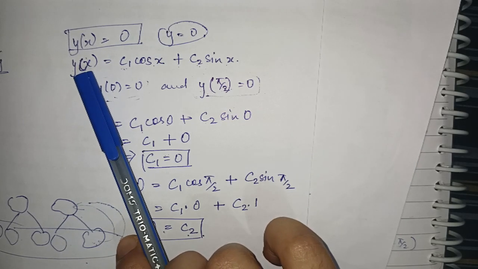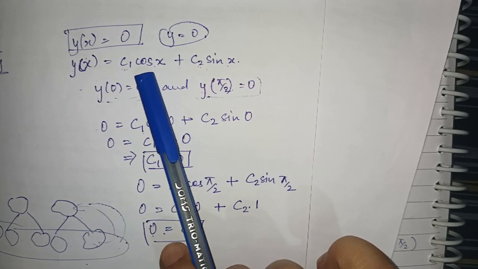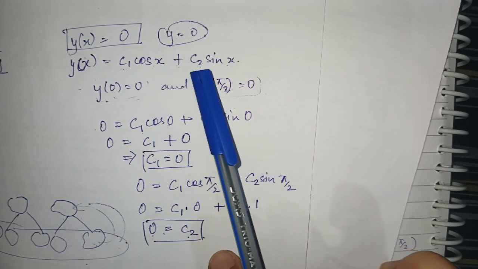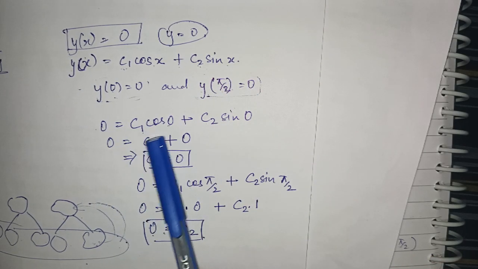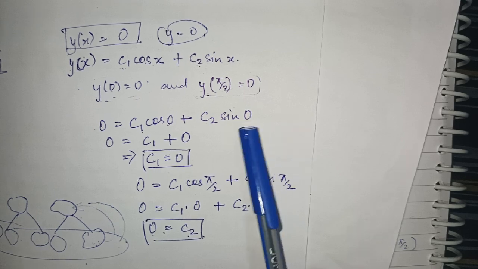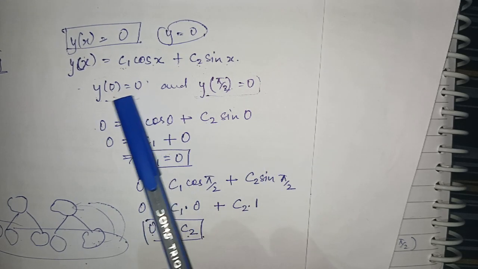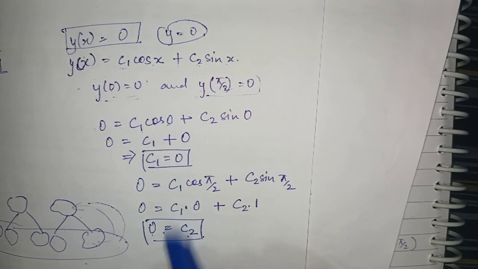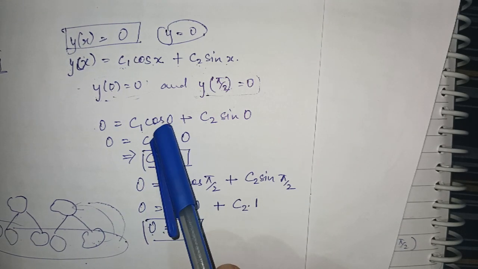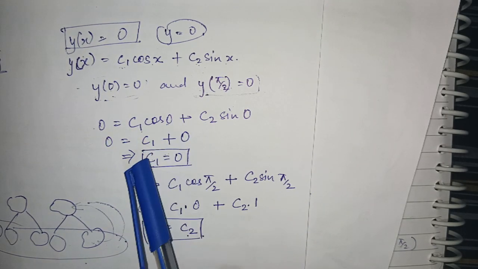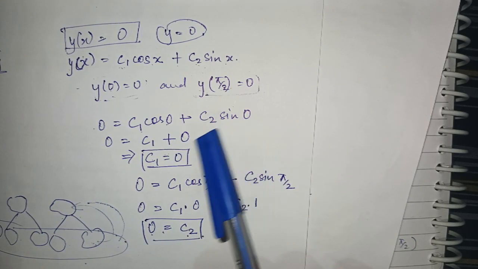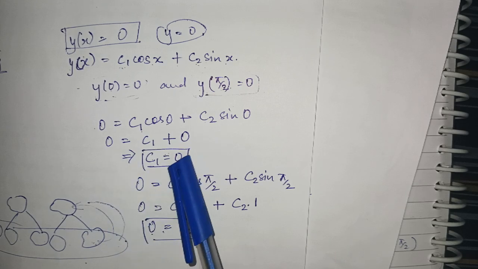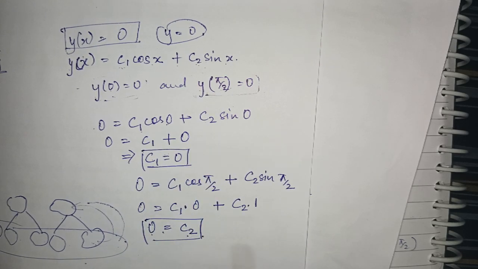So 0 equals c1 cos 0 plus c2 sin 0. I've just put the values of x and y. Now you know that cos 0 is 1, so c1 into 1 becomes c1, and sin 0 is 0, so c2 multiplied with 0 becomes 0. So from this you get that c1 is 0.